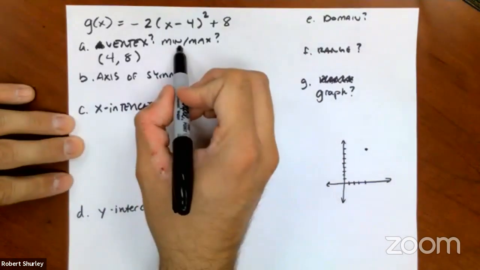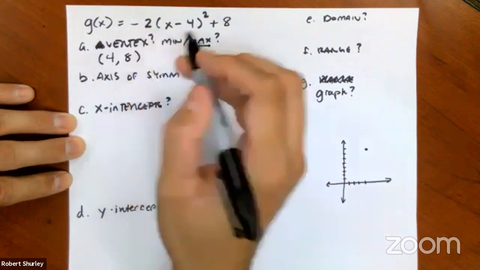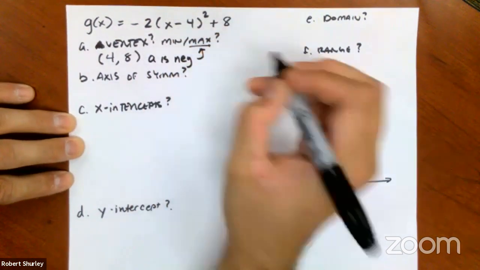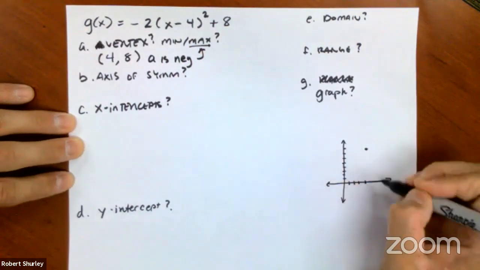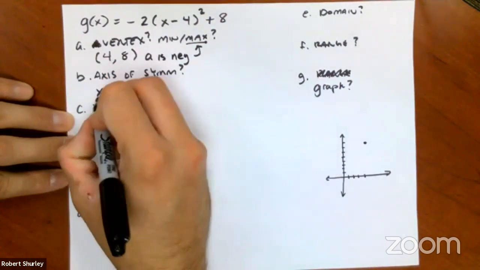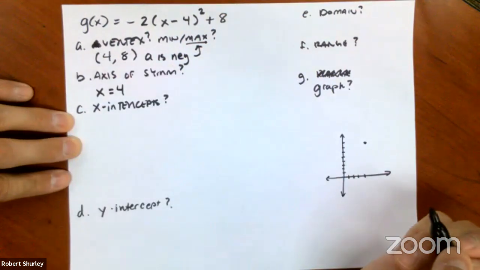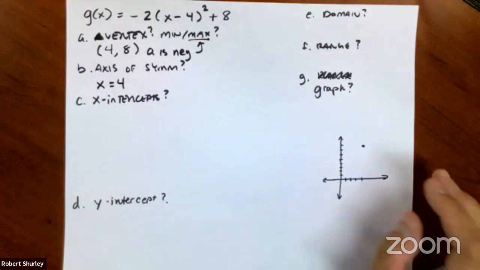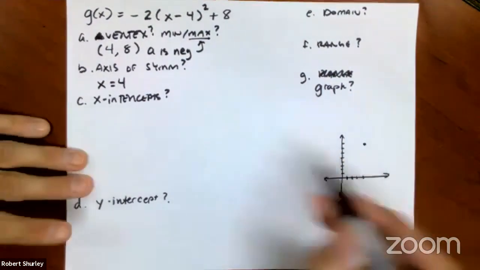And I know that this vertex is going to be a maximum because a is negative. So a is negative, so I know that's going to be a max. So we're going to come down, right? Axis of symmetry, very straightforward. It's always x equals, because it's a vertical line, x = 4, okay? If you want to draw a dotted line here, you're more than welcome to. You don't have to, though.